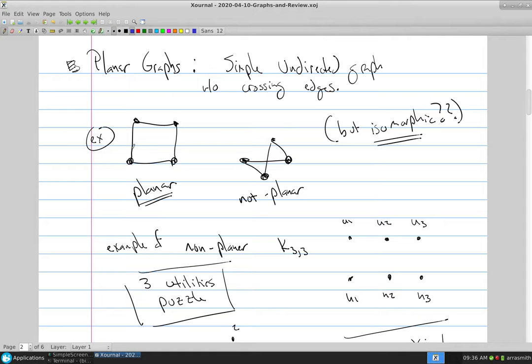Now, this would be an example of a planar graph where I have my vertices, I have my edges, the edges do not cross. This is isomorphic. If this was 1, 2, 3, and 4, this could be 1, 2, 3, and 4.